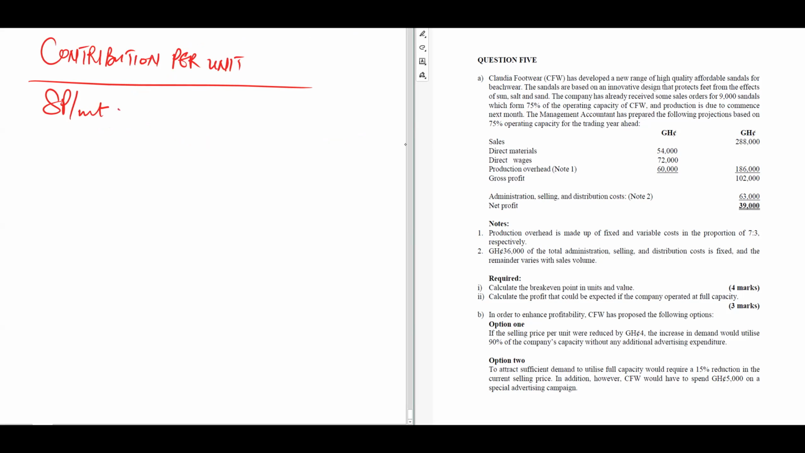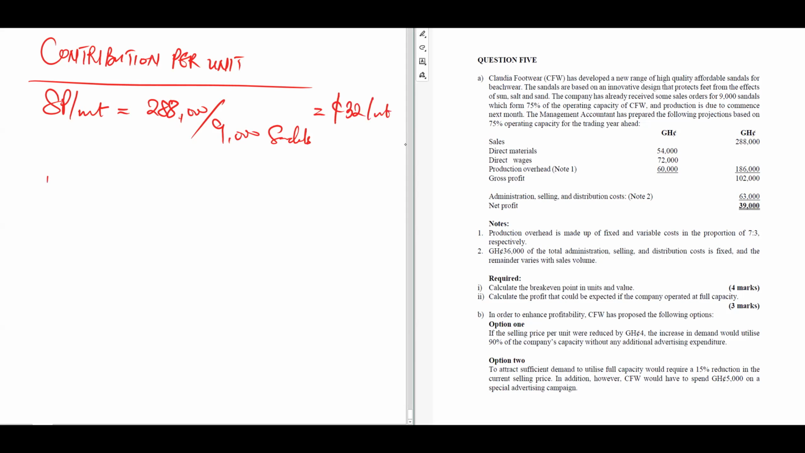What's our selling price per unit? I'll take my 288,000 and divide by what? The 9,000 sandals. I hope everything is making sense. Yes, sir. 288,000 divided by the 9,000 gives us 32 cedis per unit.